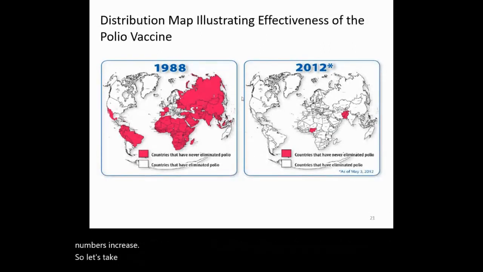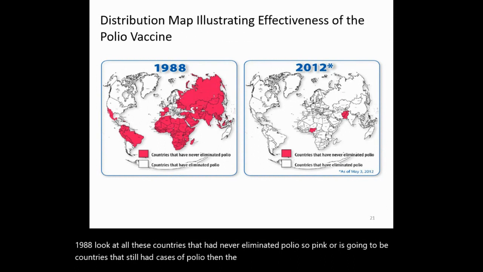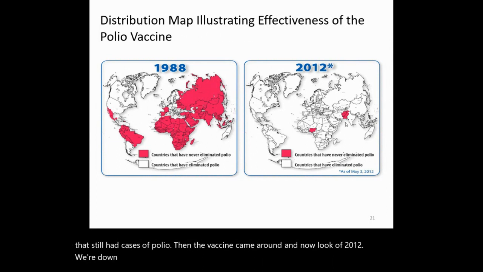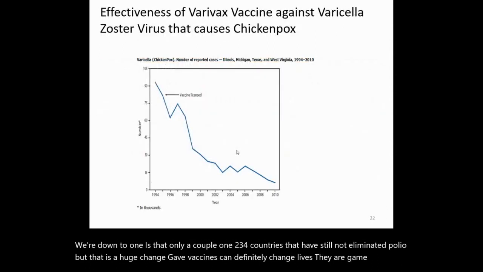So let's take a look at the impacts of having a vaccine. This is going to be over polio. In 1988, look at all these countries that had never eliminated polio. Pink is going to be countries that still had cases of polio. Then the vaccine came around, and now look, as of 2012, we're down to only 1, 2, 3, 4 countries that have still not eliminated polio. Okay, but that is a huge change. Vaccines can definitely change lives. They are game changers.